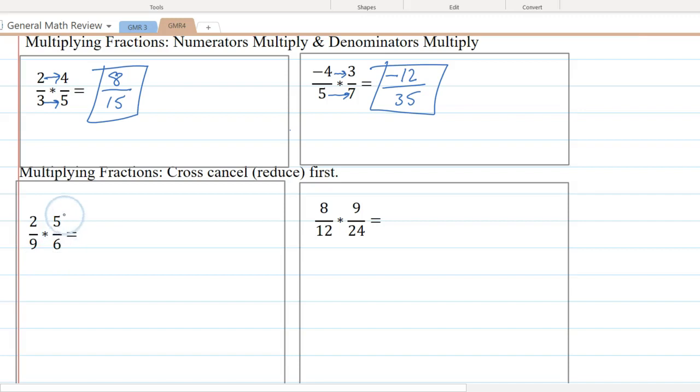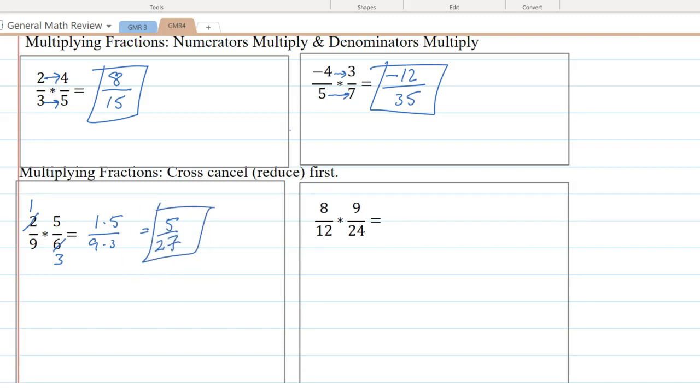So if I have 2 over 9 and 5 over 6, before I get started, I can reduce the 2 and the 6. I can reduce both by 2. So 2 divided by 2 is 1. Cross it out. And then 6 divided by 2 is 3. Always cross out the number and write the new number underneath. Now just multiply straight across. 1 times 5 over 9 times 3. Well, 1 times 5 is 5 over 27.